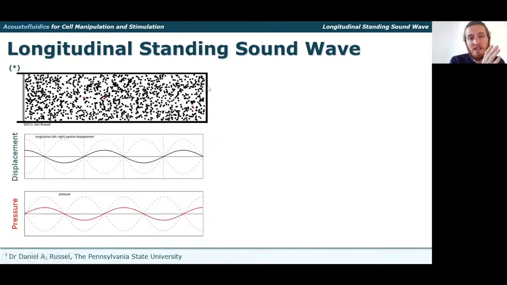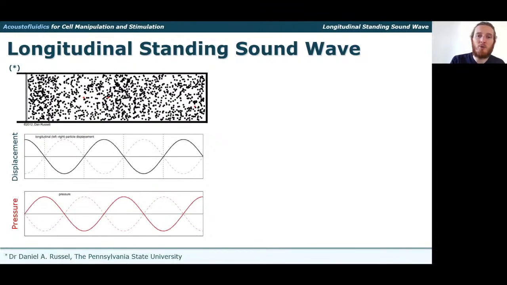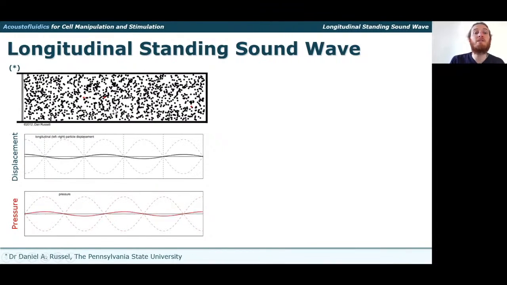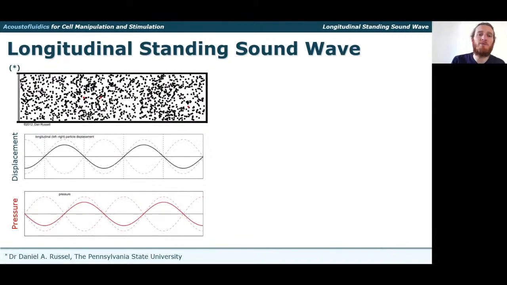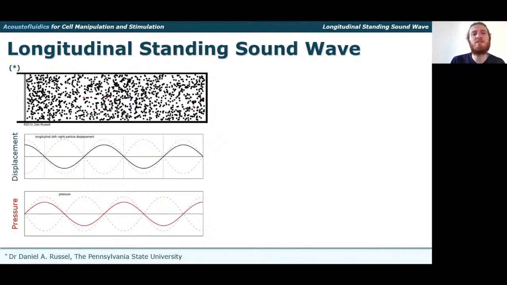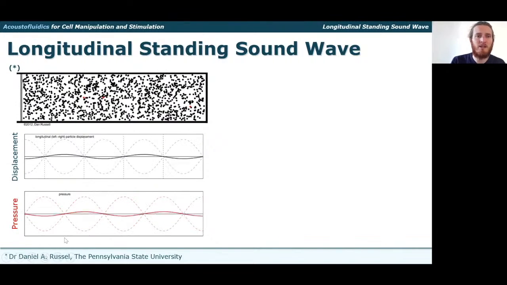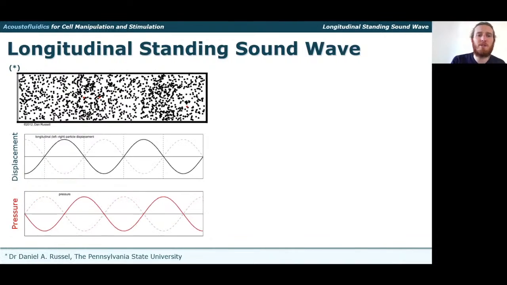So that incident wave is reflected backwards at the rigid boundary, and there will be an interference between the incident wave and the reflected wave. The result of this interference are the displacement and pressure fields reported here. Let's focus first on the displacement field.